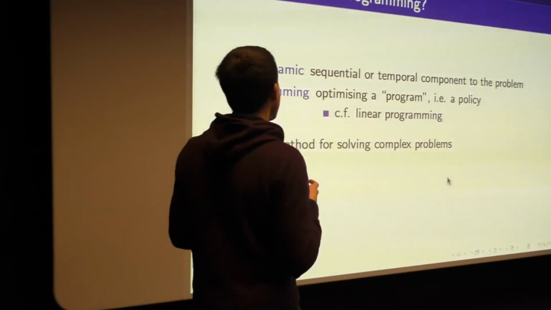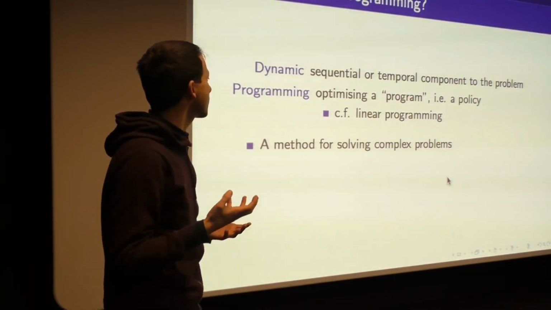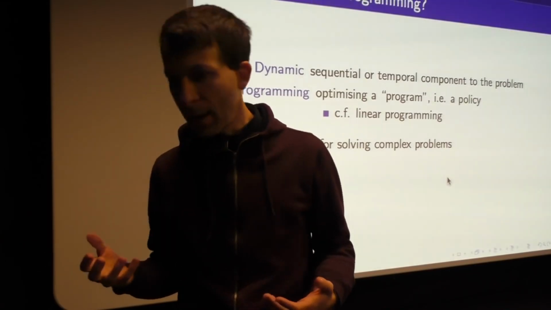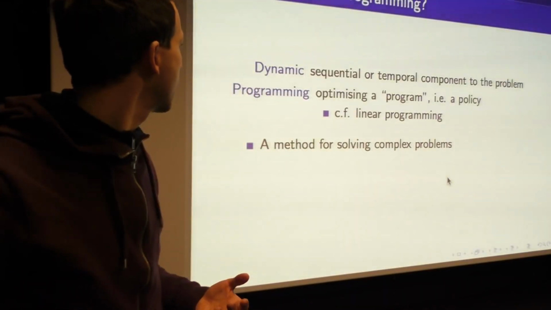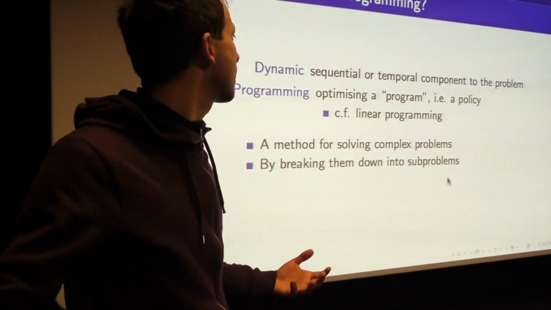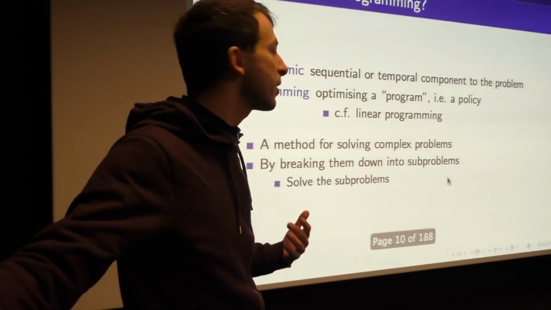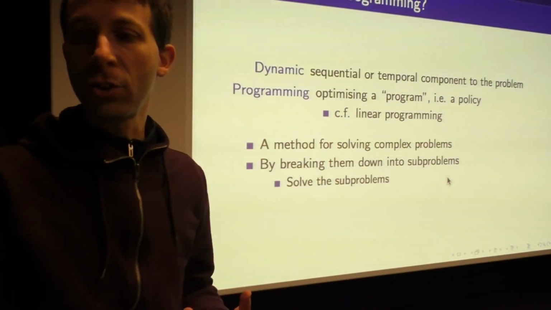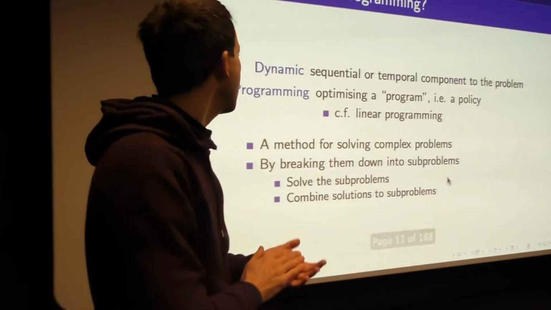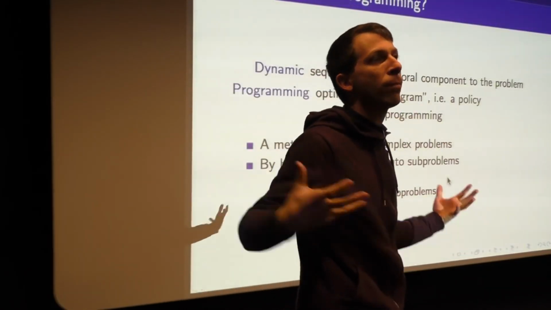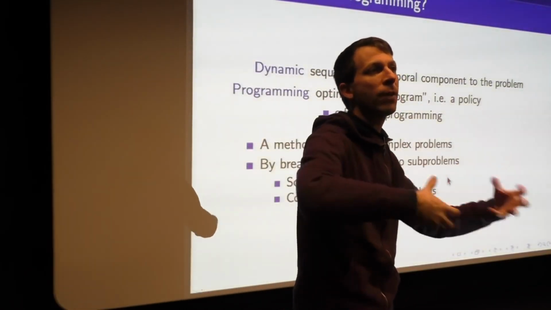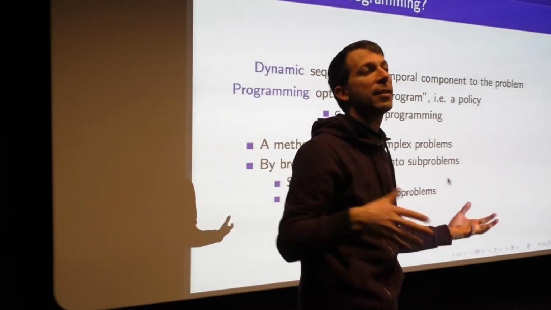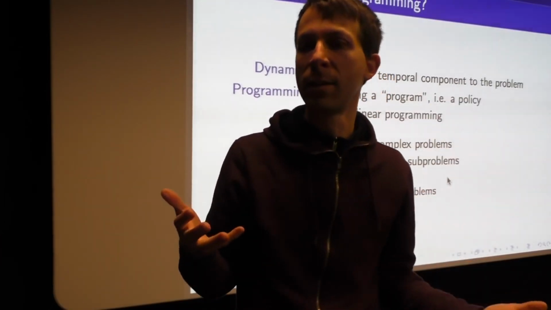So at its heart, dynamic programming lets us solve complex problems by doing two things. It basically breaks them down into subproblems, and then it puts those subproblems back together to solve the overall solution. Okay? So any problem that we can break down into subproblems and then solve for each of those subproblems, put them back together, is the situation where dynamic programming can excel.